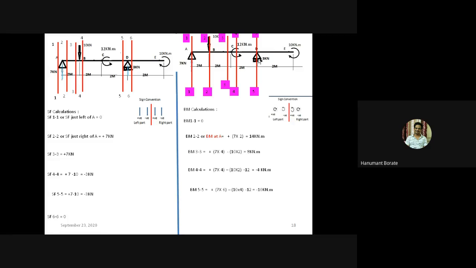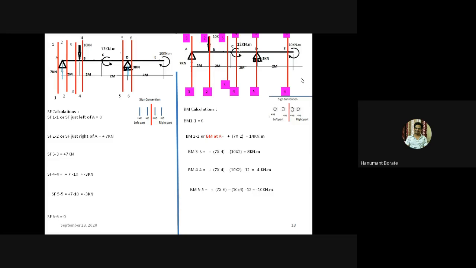Now there are two forces, and the third one is a movement. The movement of the 7 kilonewton force, 7 into 6 meter, 7 into 6, is clockwise. Now the movement of the 10 kilonewton force, 10 into 4, is anti-clockwise. And third, the concentrated movement 12 kilonewton meter is in the anti-clockwise direction. So minus 12 equals minus 10 kilonewton meter.